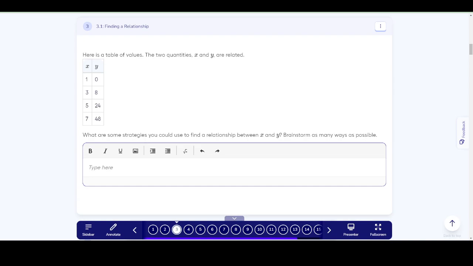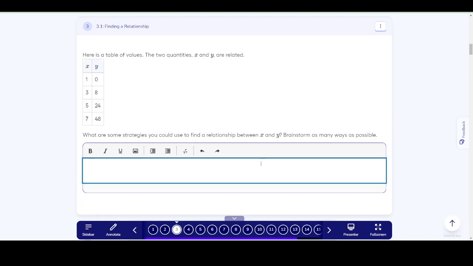Two quantities, x and y. So your x's are 1, 3, 5, 7. My y's are 0, 8, 24, and 48. We're seeing a pattern here, okay? We're going to see a pattern here, figuring out what those patterns are, okay? So the first question states, what are some strategies you could use to find a relationship between x and y? Brainstorm as many as possible.